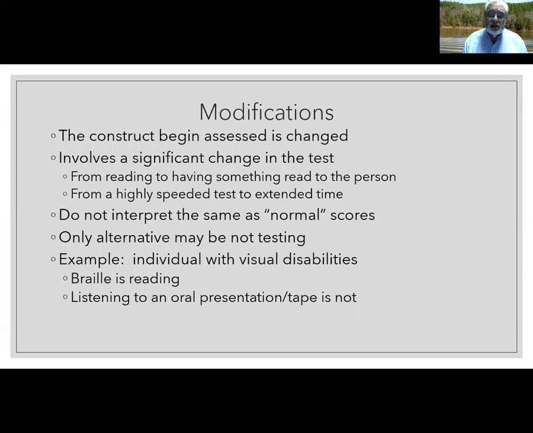Now, modifications, this is where we believe the construct is somehow being changed, and it involves usually a significant change in the test. So this would be like taking a reading test to having someone read it to you. Now, what's interesting is I've given a talk, a longer talk than this in many circumstances, and one of the issues is I'll ask people, if you take a reading test for someone who's blind and you put it into Braille, is that still a reading test? And I've given this to psychologists, and 95+% will say that reading a book in Braille is the same as reading a book with your eyes.